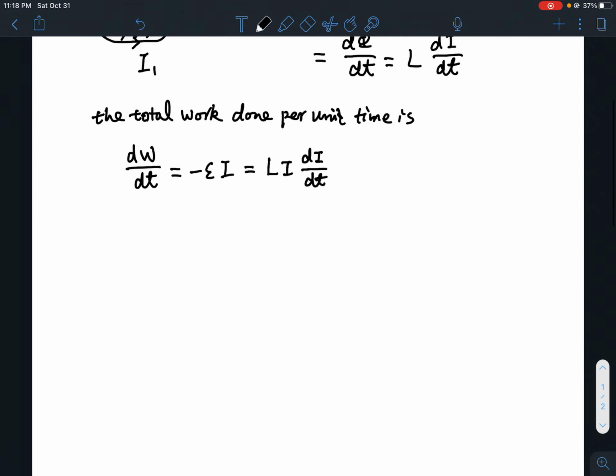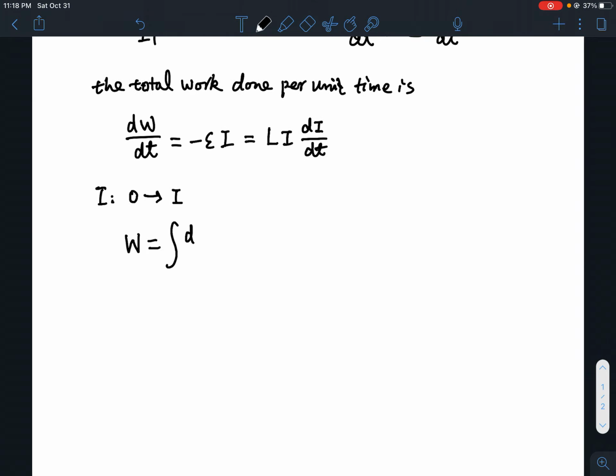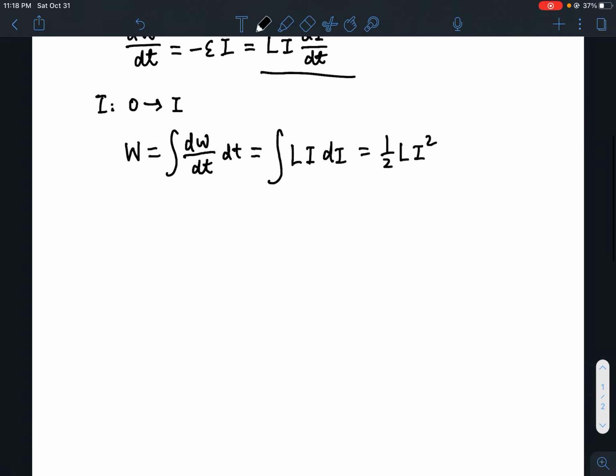Now let us assume I is originally 0, and we turn on the switch, and the current increases to I. Then we just count the amount of work done. It is dW over dt over time, so that is just this integral here, which is really L I dI. So this tells us the work is one half L I squared.